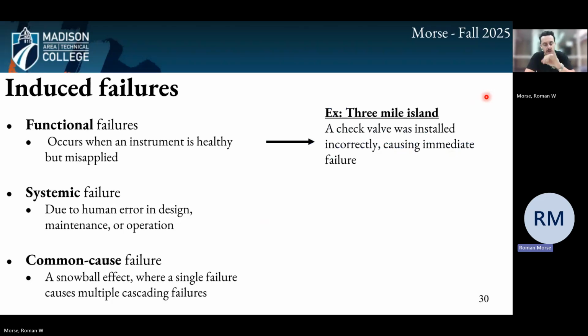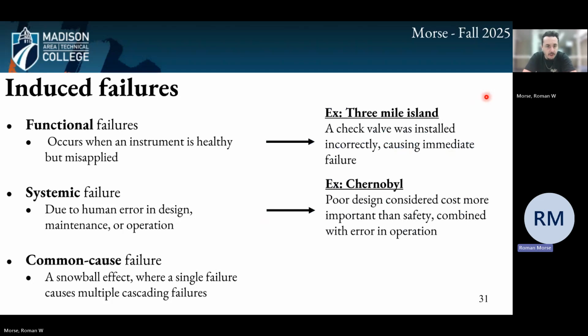This was installed incorrectly. They installed a check valve backwards, so they weren't able to get fluid or coolant into the reactor, and basically this caused a meltdown. But again, everybody evacuated, everybody was fine. It was just a huge waste of resources, time, and money.